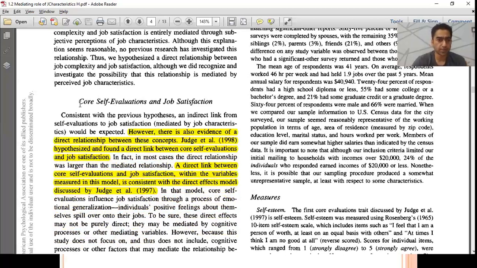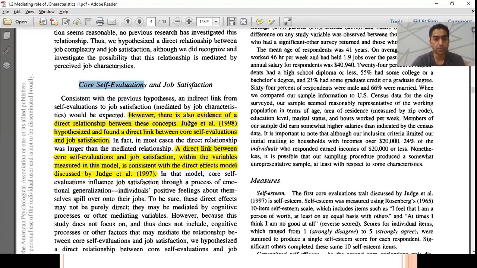So, core self-evaluation. Students, keep in mind, core self-evaluation is basically the personality type. So, what the author is saying, personality has an impact on job satisfaction with the bridging role of job characteristics and another variable. Here, consistent with previous hypothesis, an indirect link from the core self-evaluation to job satisfaction mediated by job characteristics would be expected. However, there is also evidence of the direct relationship between these two concepts.